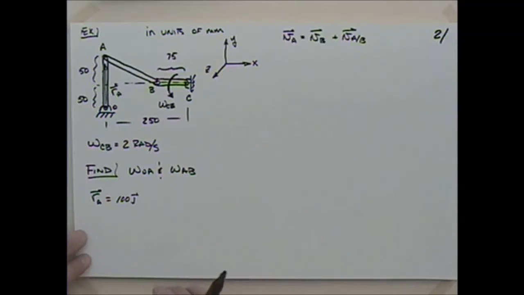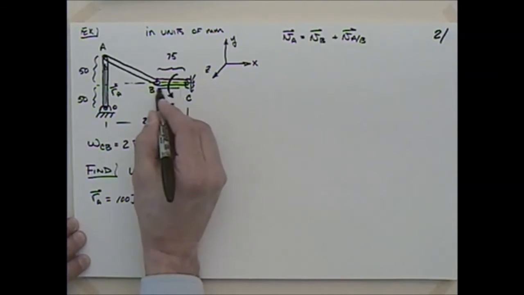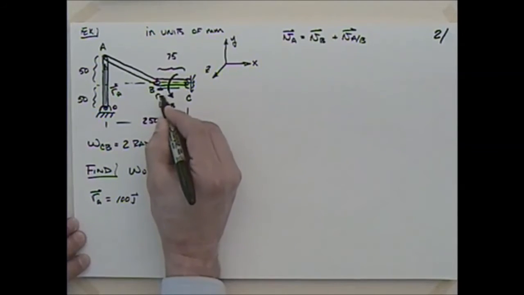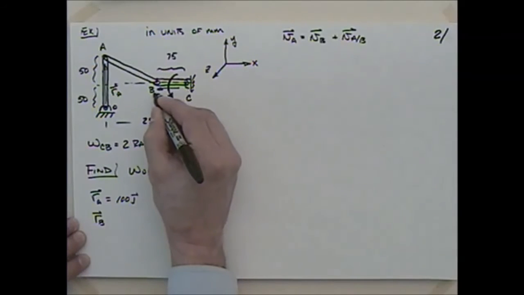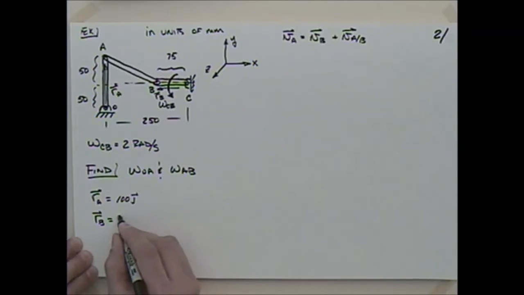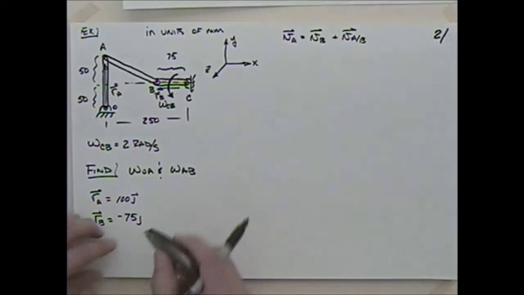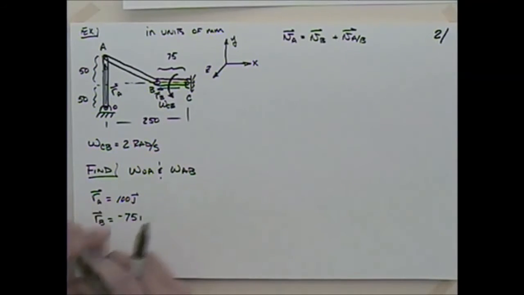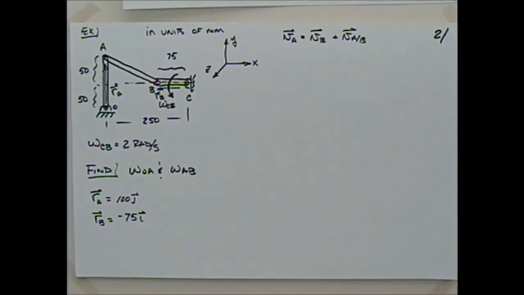And then if I do the same thing for B, what if I talk about this RB here? RB, what's that going to be? Minus 75 in the, should be in the I, shouldn't it? Should be in the X direction.